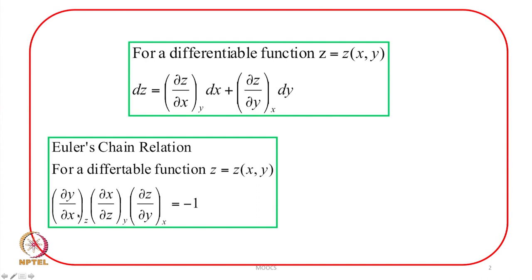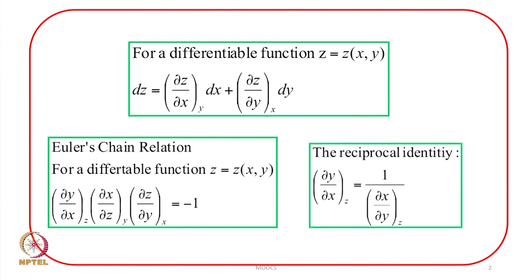So, you see, note down here, ∂y/∂x at constant z, then we shifted to ∂x/∂z at constant y, and then we shifted to ∂z/∂y at constant x. This has to be equal to minus 1. Keep that in mind.